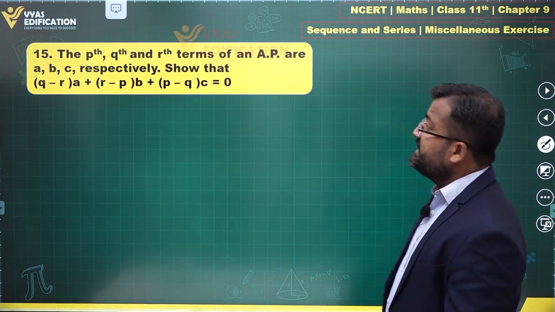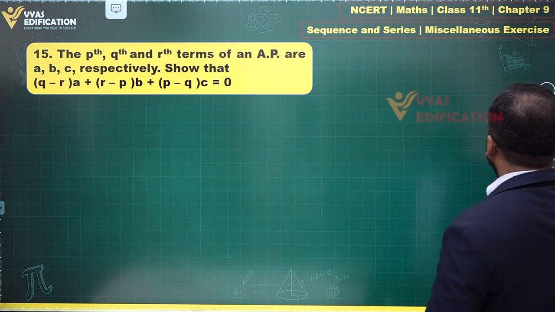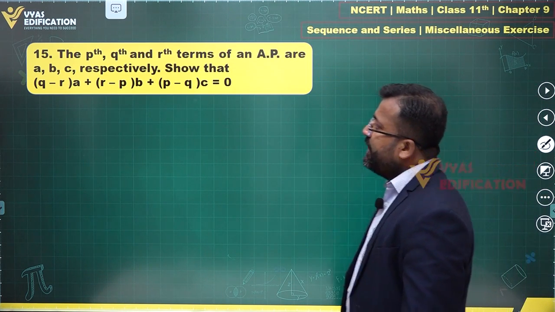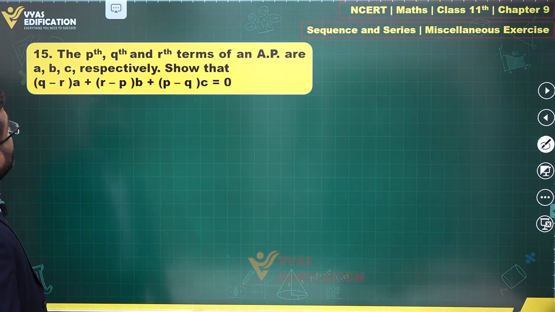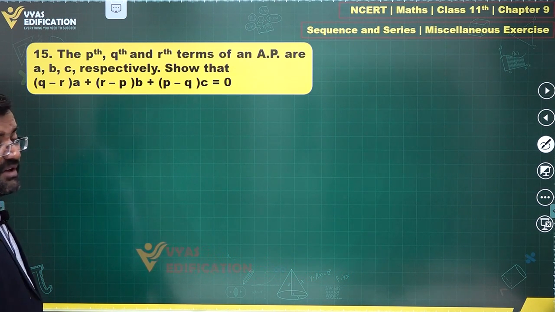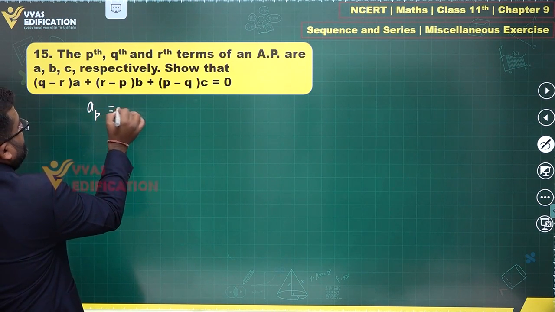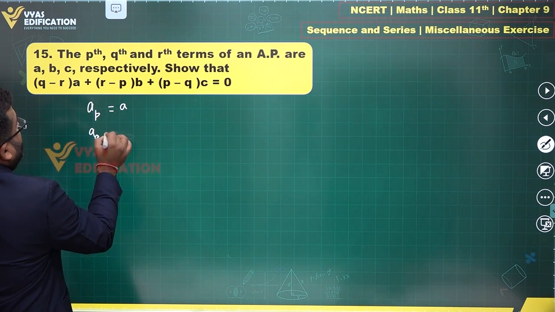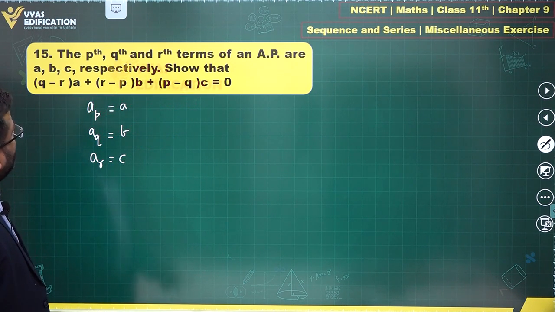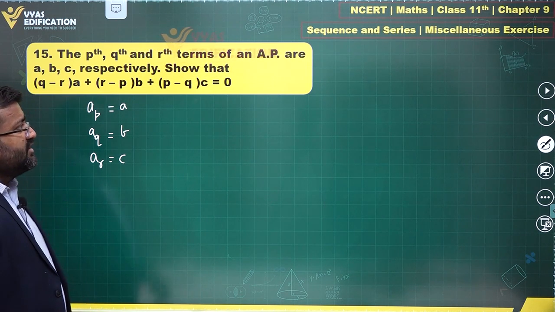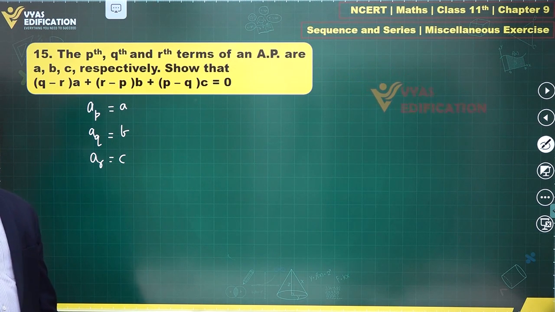Question number 15 says the pth, qth and rth terms of an AP are a, b, c respectively. Show that q minus r times a plus r minus p times b plus p minus q times c equals 0. The pth, qth, rth terms of an arithmetic progression are a, b, c respectively. So the pth term is a, the qth term is b, the rth term is c. And have you solved this kind of question before? Yes, a similar question has already occurred twice in the exercises, once for an AP, another time for a GP.